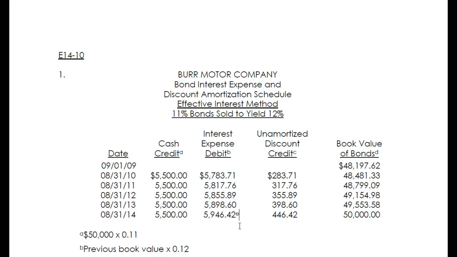Okay, let's look at how to use the effective interest method. This is a method that's preferred by GAAP. This basically says, okay, I sold this bond, or I set this bond up at 11%. It's going to yield 12%. I want to use this yield to amortize off that discount.